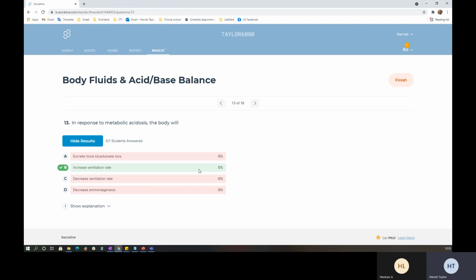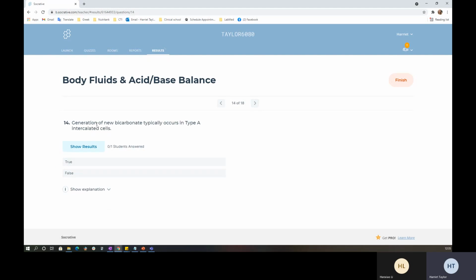It's the only process here that's going to make our blood less acidic, because we're getting rid of our carbon dioxide. Here we're getting rid of our base, which is just not what we want to do. Here we're retaining more CO2, which is also not what we want to do. And here we're making less base, because as we said before in the last question, ammonia genesis generates bicarbonate. Hope that makes sense.